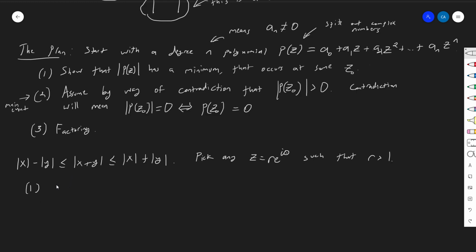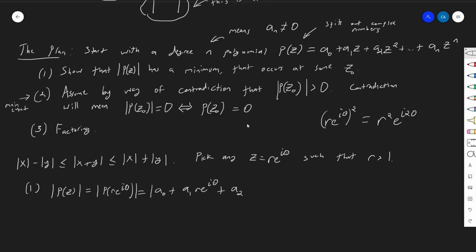Not even stare at it specifically. We're going to stare at the magnitude of the polynomial evaluated at z. So this is the magnitude of p of r e to the i theta. And so that's equal to a0 plus a1 r e to the i theta. That's just a1 z plus a2 times this whole thing squared, r e to the i theta squared. Just to make this very clear, that's going to be r squared times e to the i 2 theta, right?